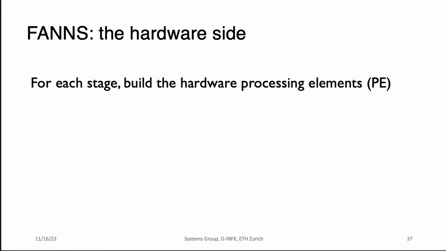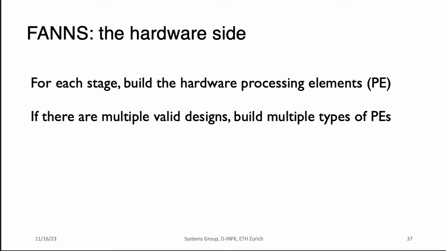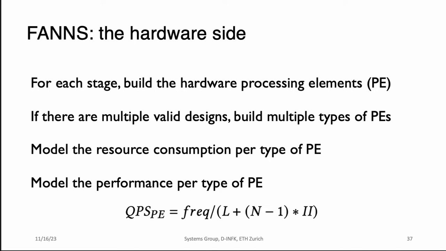And then on the hardware side, we start from building the basic hardware processing elements, the PEs. And if there are multiple valid designs per stage, we build multiple types of PEs. With those basic PEs, we can then model the resource consumption as well as the performance per PE. The resource consumption is more straightforward because we just generate the hardware, run the synthesis, and we observe what is the FPGA resource consumption of each PE.